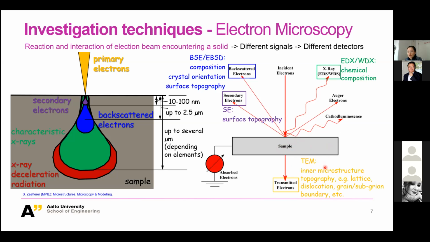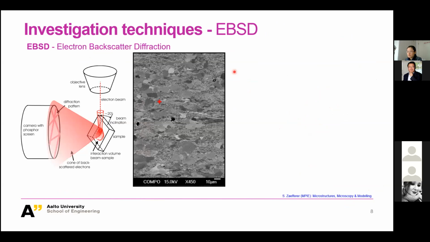TEM has a finer resolution. Therefore, it is normally used to observe the inner microstructure at a much smaller scale, like lattice dislocations, grain boundaries or sub-grain boundaries. So we will take a more detailed look at this EBSD detector.